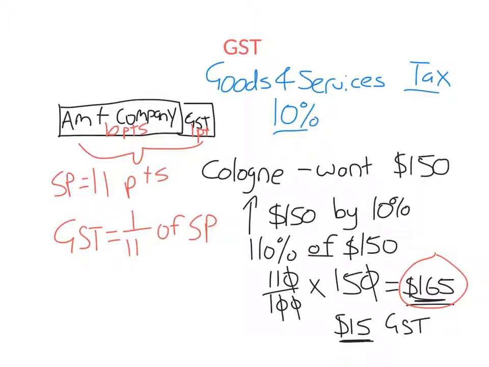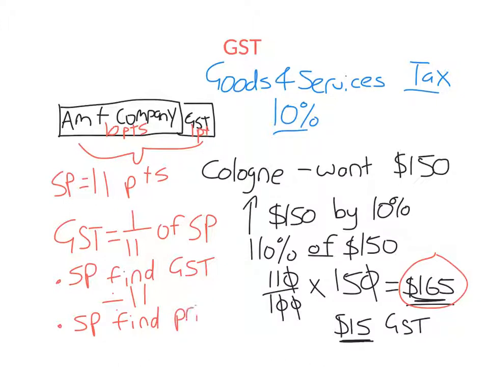So if you know the selling price and you want to find how much of it is GST, all you need to do is divide by 11, because 1/11th of it is GST. If you have the selling price and you want to find what we call the price before GST, which is the same as the amount the company gets, then you divide by 1.1. You find 10/11ths of the price, okay? So let's look at an example.